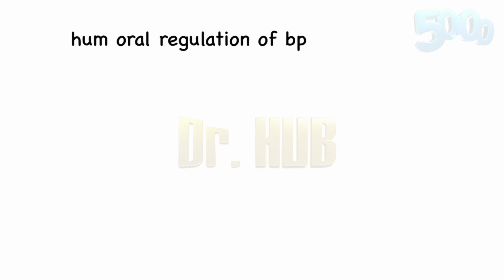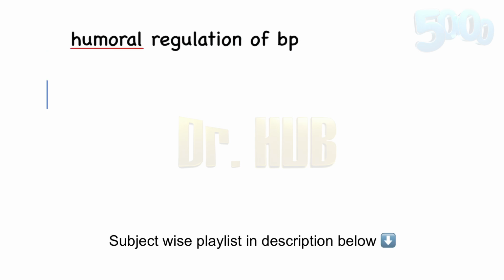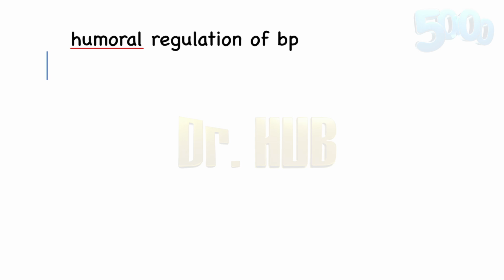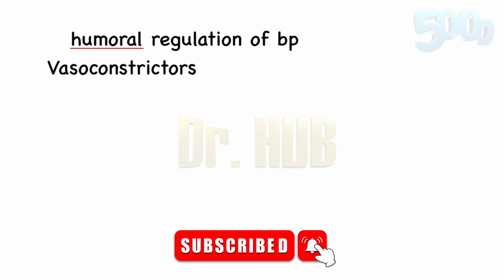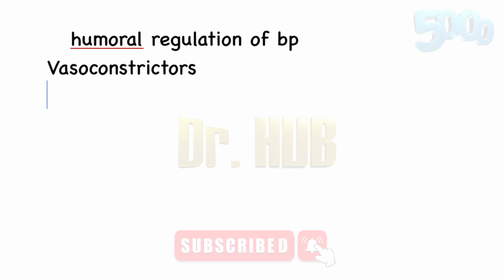Now let's look into the humoral regulation of the BP. In case of the humoral regulation of BP, it includes vasodilators, vasoconstrictors, as well as ions and chemical factors. Now looking at the vasoconstrictors. Vasoconstrictors include norepinephrine and epinephrine, angiotensin and the ADH.